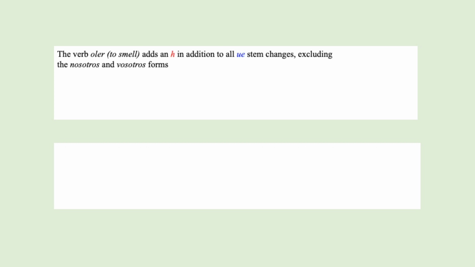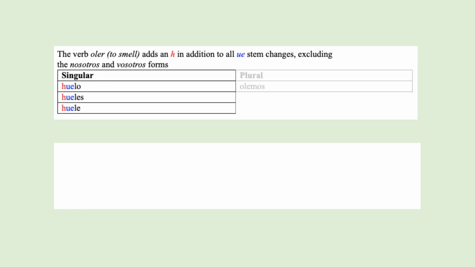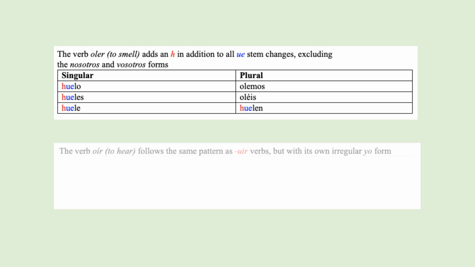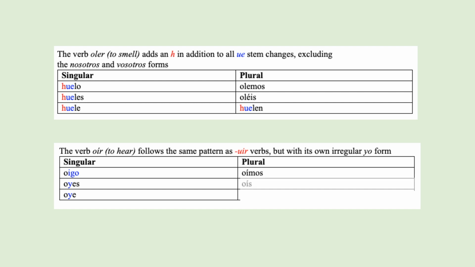We went over the verb oler, which adds an H prior to its O to UE stem change. Huelo, hueles, huele, olemos, oléis. No stem change and no H added to the nosotros or vosotros forms. Huelen. And the verb oír follows the same pattern as huir verbs, but with its own irregular yo form. Oigo, oyes, oye, oímos, oís. No spell change for nosotros or vosotros. Oyen.